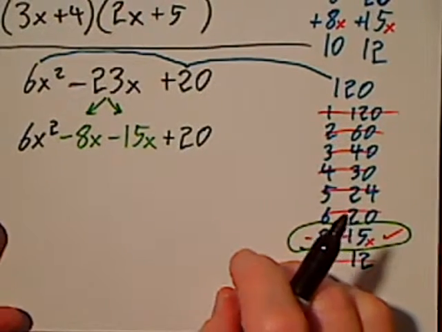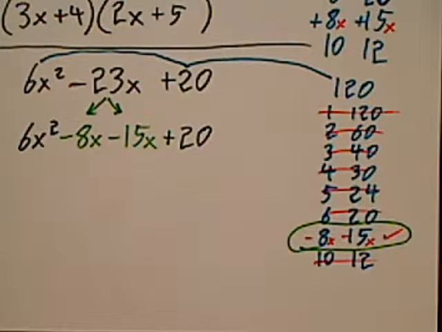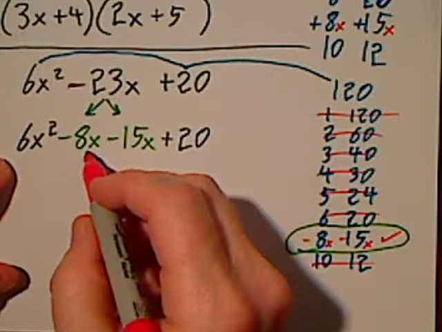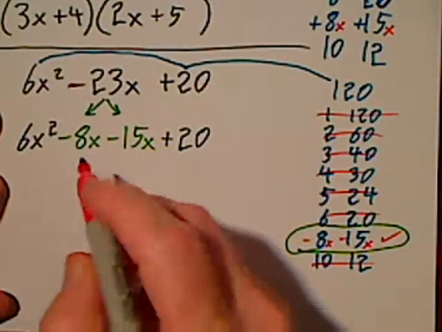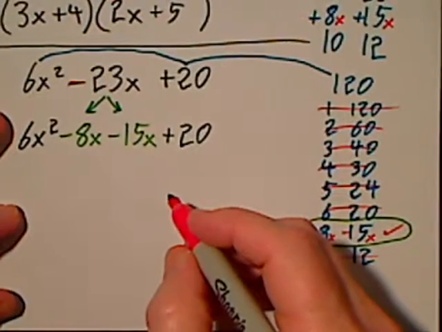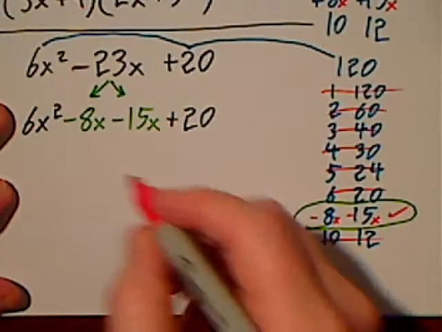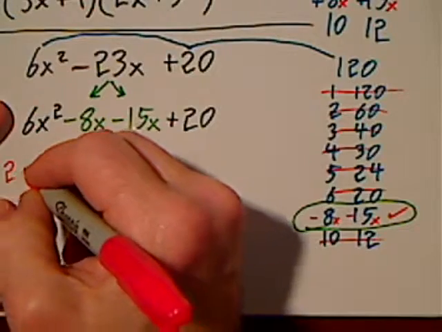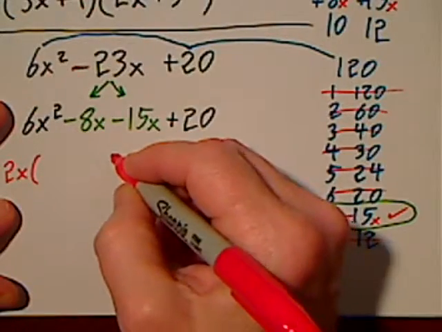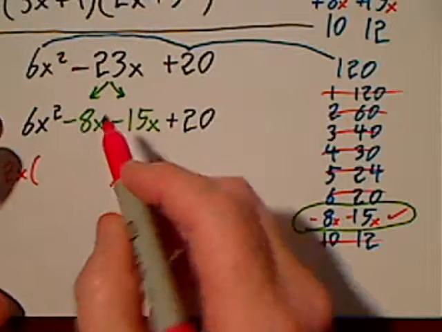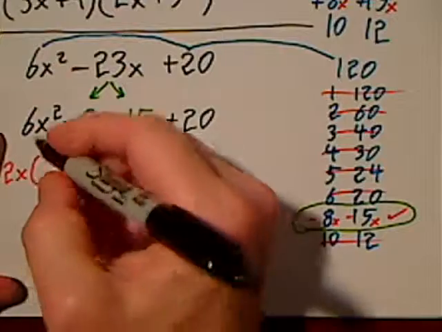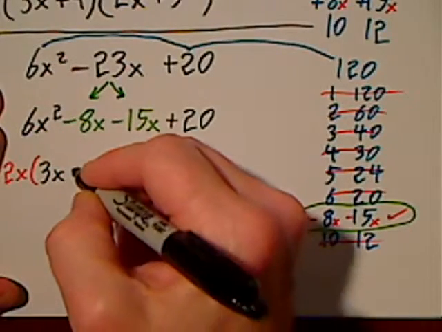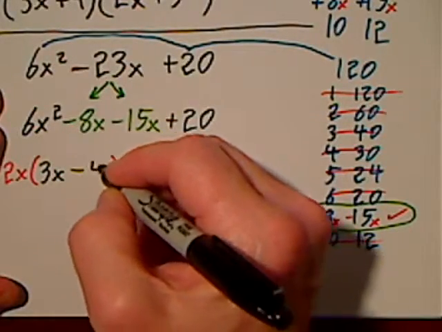Okay. And again, for grouping, we first pay attention to the first two terms. With the 6x squared and negative 8x, I can factor out a 2x. So that's what we'll do. We'll factor out our 2x. Means I'm dividing by 2x, dividing by 2x. That leaves me with 3x minus 4.